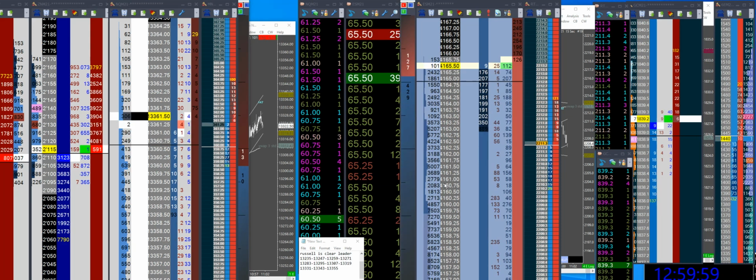Is it the low volume node? Is it the high volume node? Is it the ledge or the edge of this profile? What are the most important areas? And then the last traded quantity.